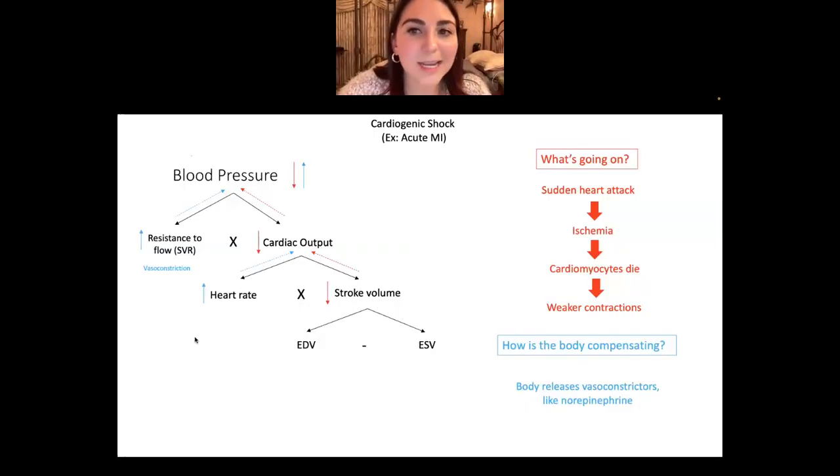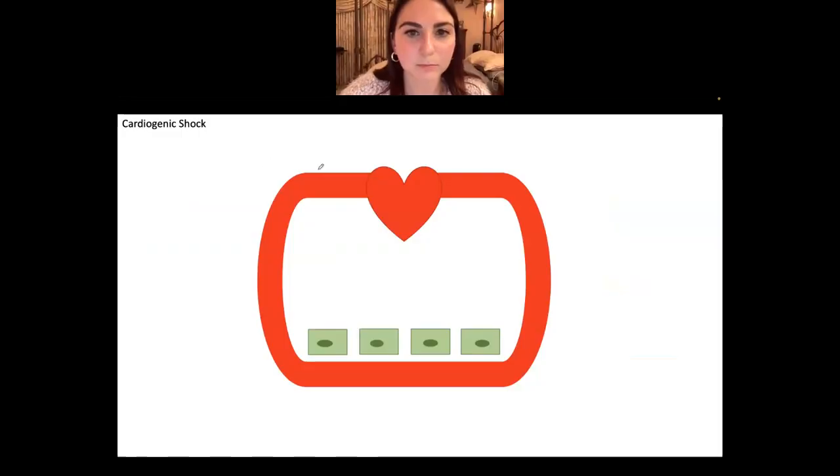What does the body do to compensate? The baroreceptors kick in and release norepinephrine. This is a vasoconstrictor. It's going to increase your heart rate. As we talked about, it also venoconstricts, so you can think of it as also increasing your end diastolic volume a little bit. Your heart rate goes up, which increases your cardiac output, which increases your blood pressure. You're going to get vasoconstriction, which will increase your resistance. And then hopefully blood pressure should go up when you have something like an acute MI.